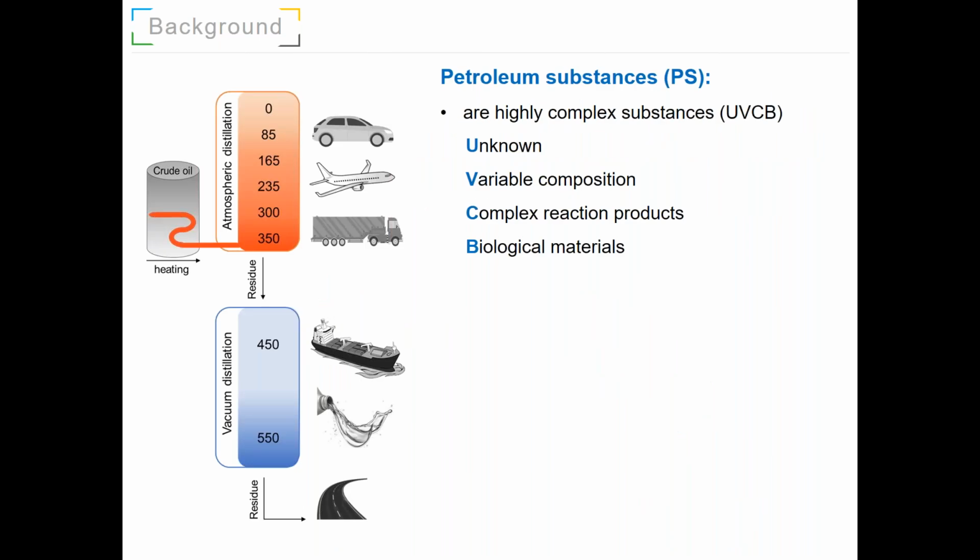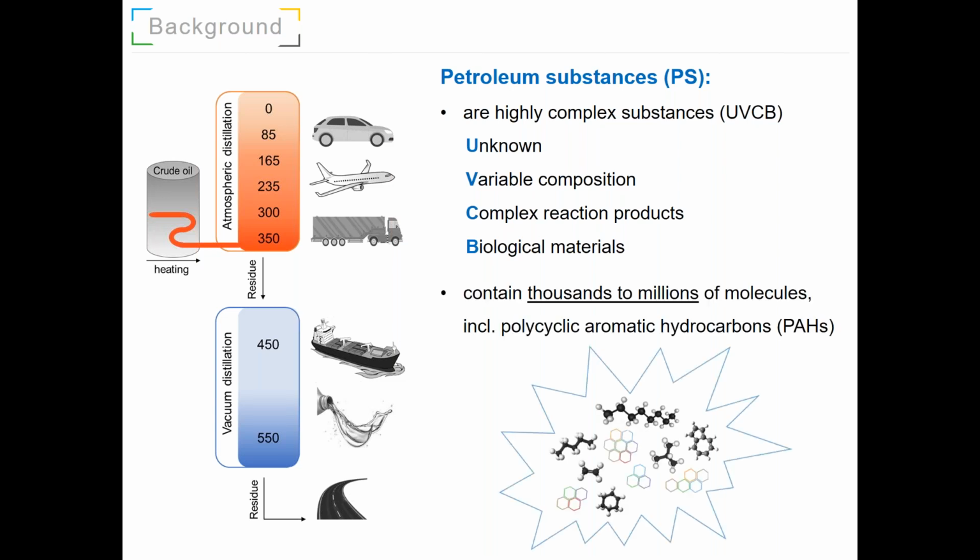Speaking about petroleum substances, what are they and what do they consist of? Petroleum substances are produced by either atmospheric or vacuum distillation of crude oils, as illustrated here on the left part of the slide. This crude oil distillation will generate different types of petroleum substance products, and of course, they are produced with different usage purposes. By definition, and also under REACH, petroleum substances are characterized as UVCBs. That stands for unknown or variable composition, complex reaction products, and biological materials. They contain at least thousands to millions of molecules, and that includes polycyclic aromatic hydrocarbons, or PAH in short. Then why is it very interesting to research this PAH, especially in relation to developmental toxicity of these complex substances?